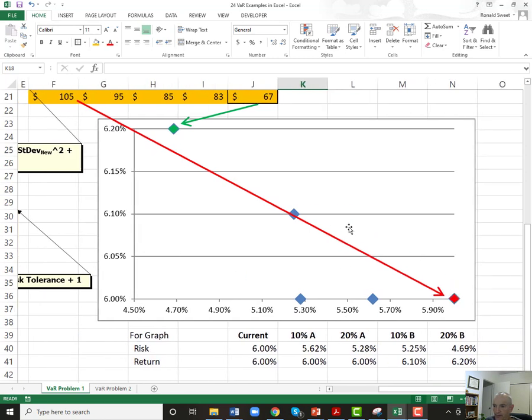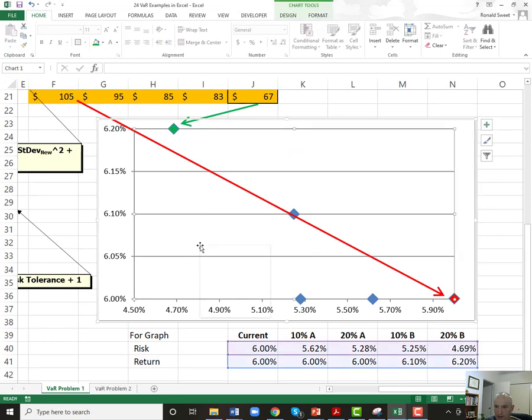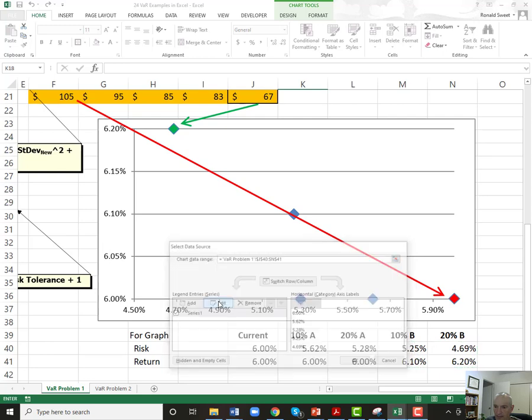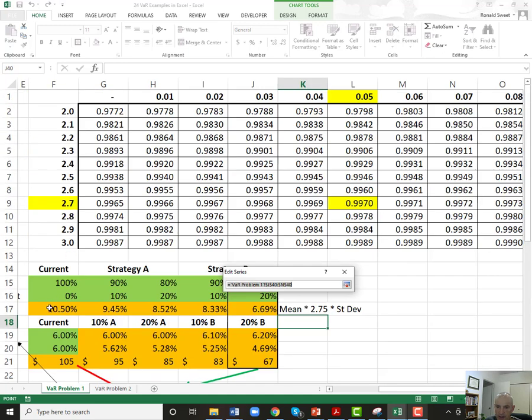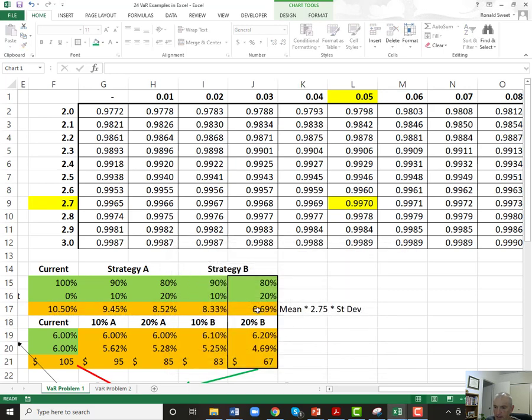And so when you look at this, your current strategy is right here. You have a standard deviation of 6%. I didn't do this graph right, so we'll have to change the graph. So let's change the graph. So select data. We want to edit this. So we want our X value to actually be this row right here. Let's see how that does to our graph.